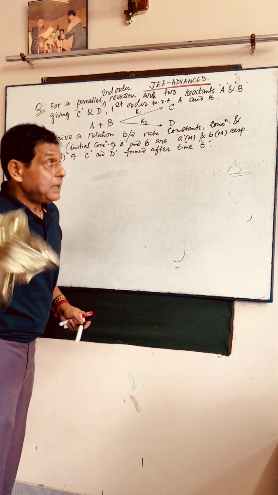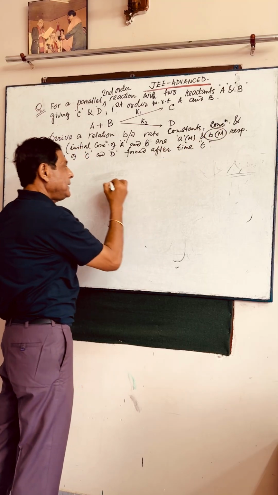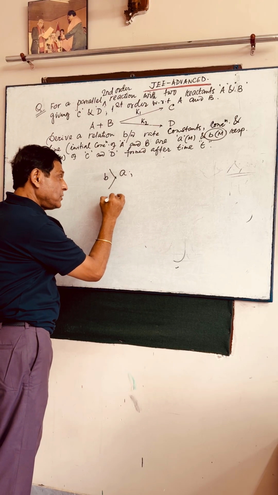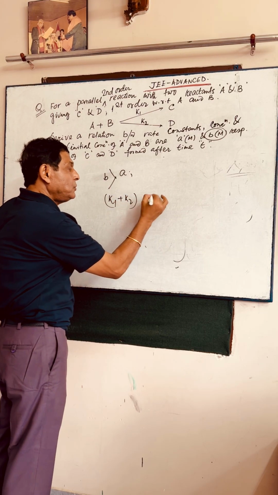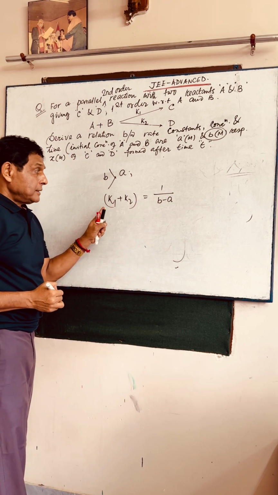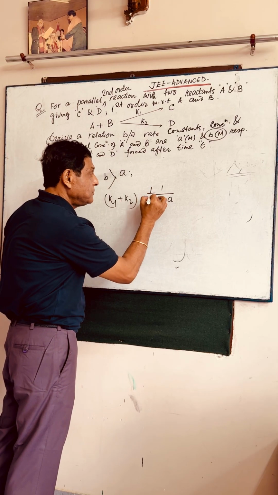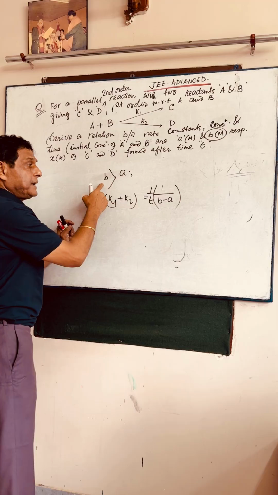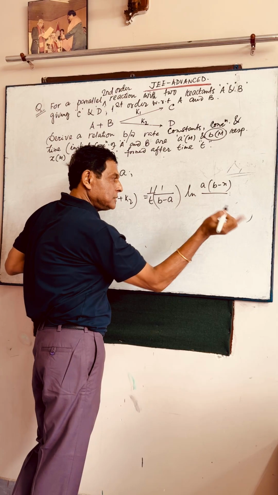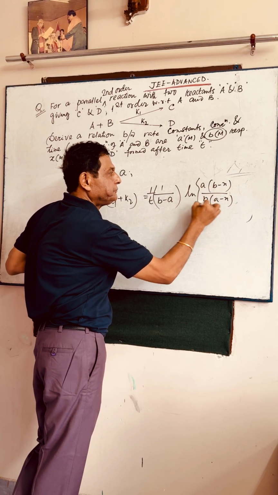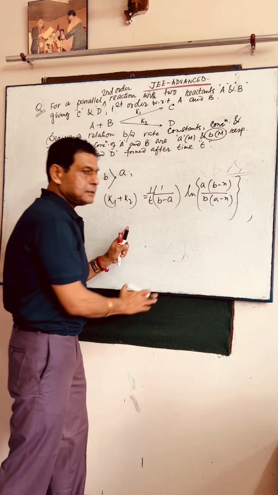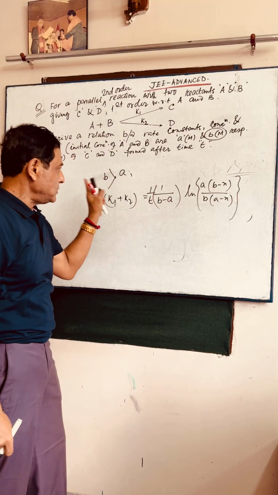If B is greater than A, then the rate constant K1 plus K2 will be equal to 1 by B minus A, because the rate constant value should not be negative, into 1 by T. If B is greater than A, we got ln of A into B minus X by, you see, B into A minus X. This is the final expression, the integrated rate law of this parallel reaction containing two reactants A and B.